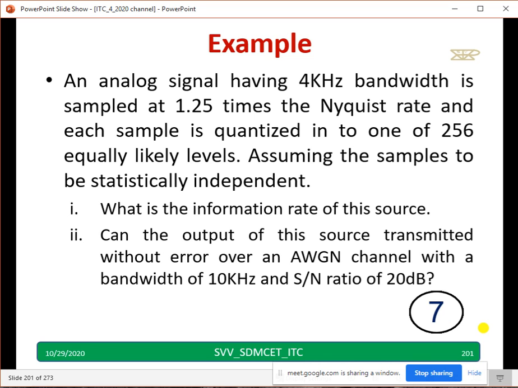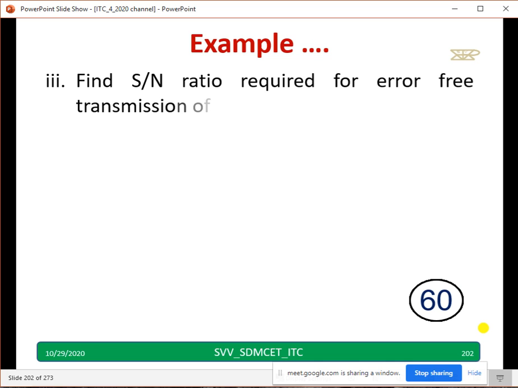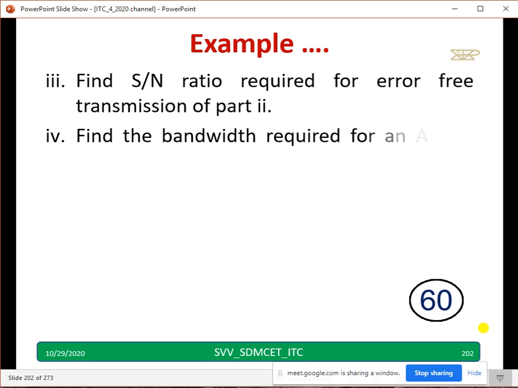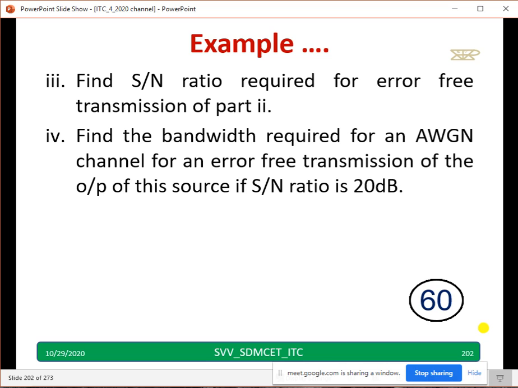Another two sub questions are there. Then we'll go to the solution. Find the signal to noise ratio required for error-free transmission of part 2.